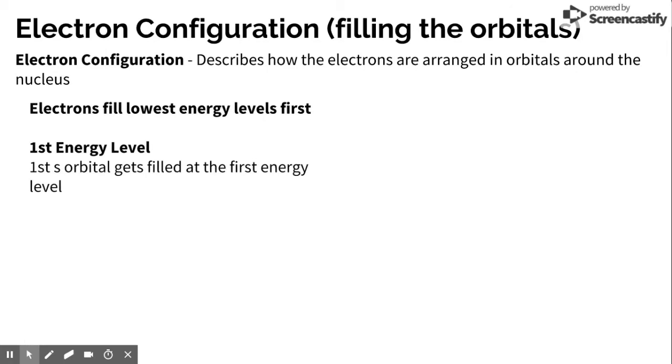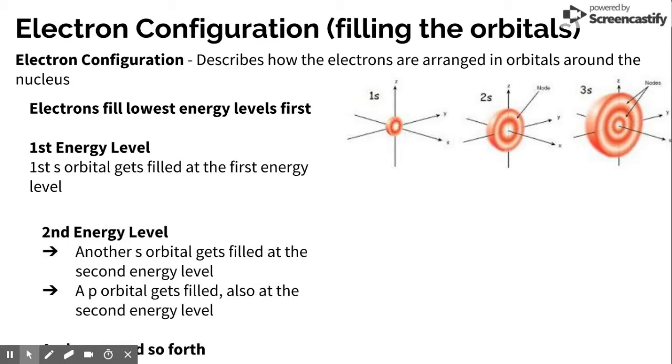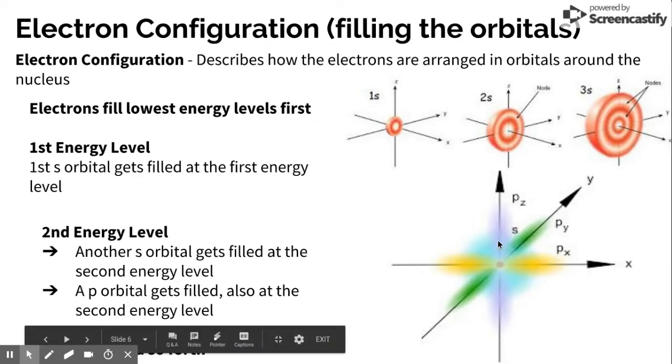Let's talk electron configuration. Electrons always fill the lowest energy levels first. Electron configuration describes exactly how the electrons are arranged in orbitals around the nucleus. At the first energy level, the first s orbital gets filled. There are multiple s orbitals in an atom. Every energy level has its own s orbital. At the second energy level, we would see another s orbital, which you can see right here with this blue circle, and then the p orbital coming in on top of that.